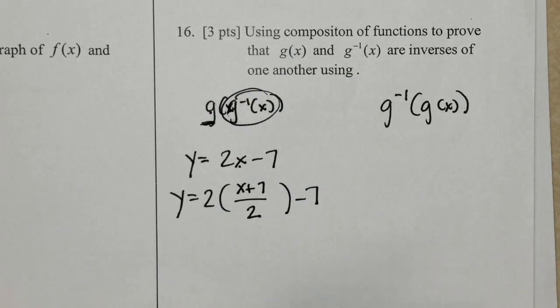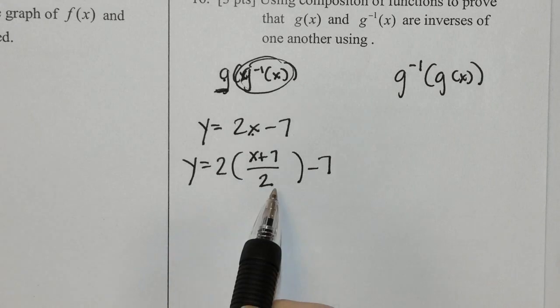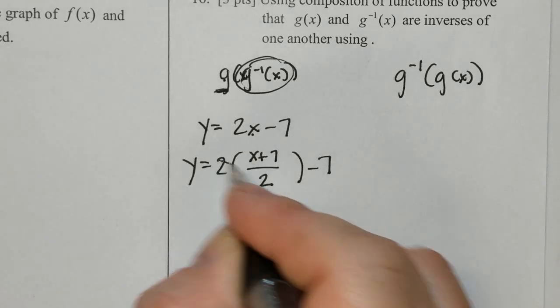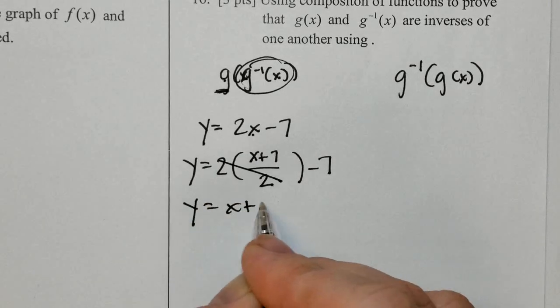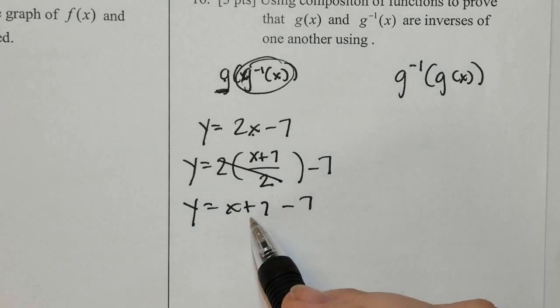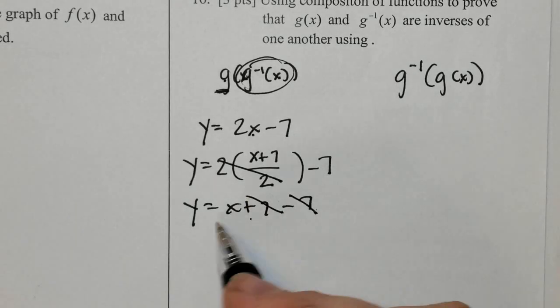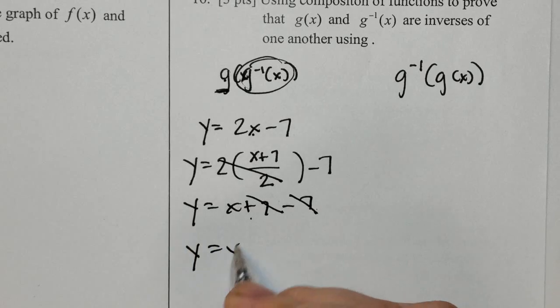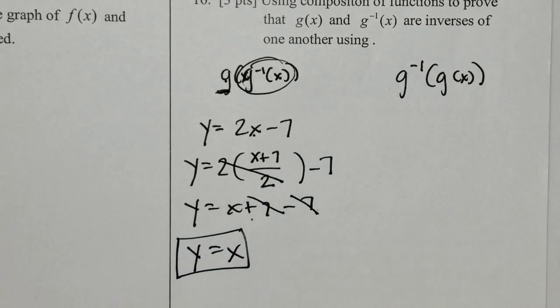Okay, let's simplify one step at a time. 2 on top simplifies with 2 on the bottom. 2 divided by 2 is a 1. Positive 7 and negative 7 simplify to 0. Make sure to do one step at a time. So y equals x. Okay?